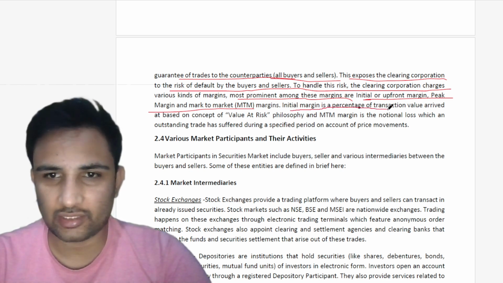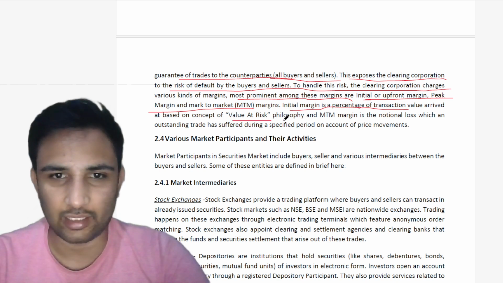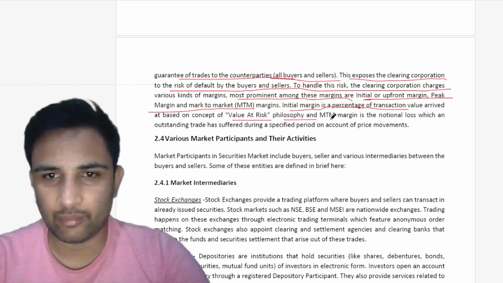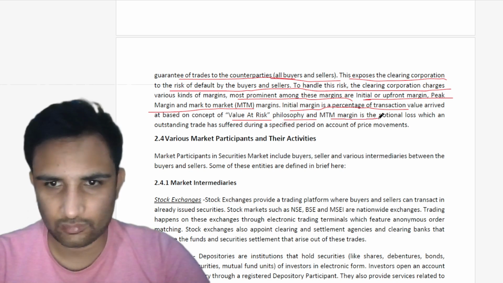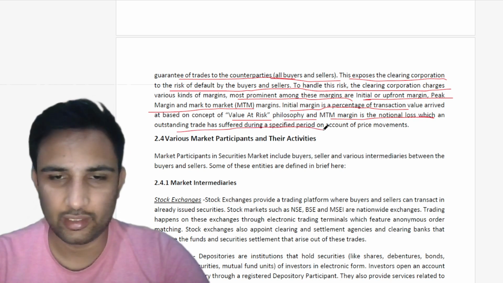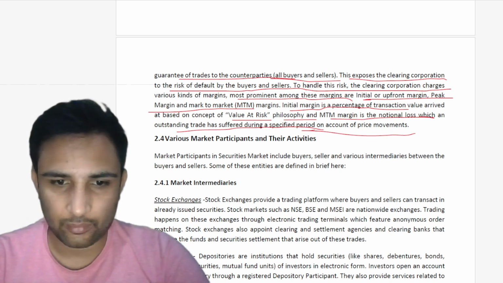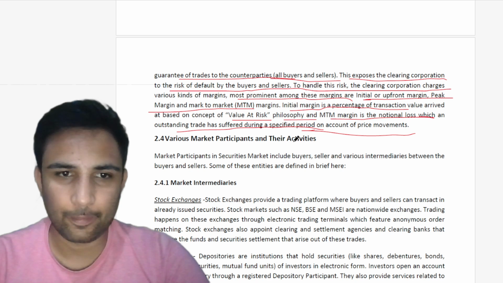Initial margin is a percentage of transaction value arrived at based on the concept of value at risk philosophy, and MTM margin is the notional loss which an outstanding trade has suffered during a specified period on account of price movements.